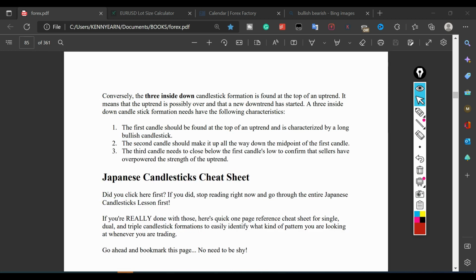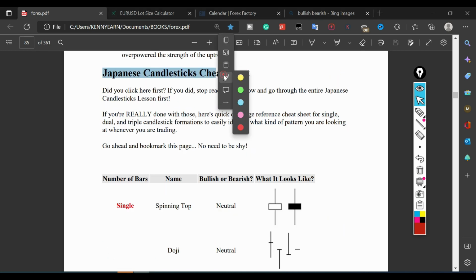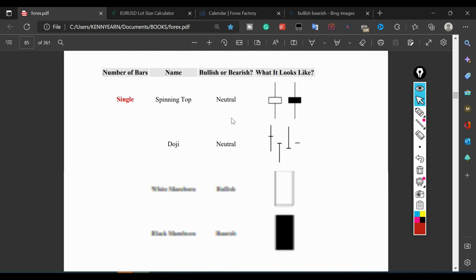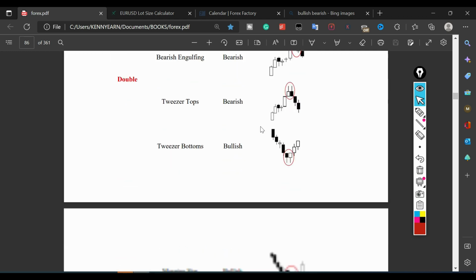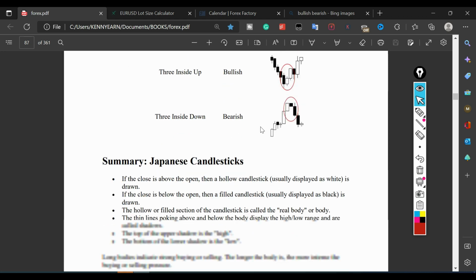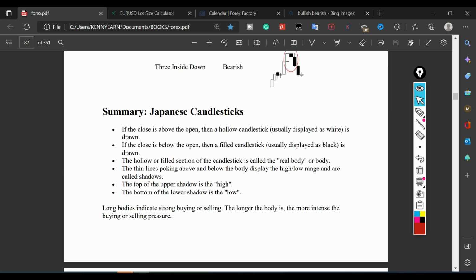So this is the Japanese candlestick cheat sheet. It's a summary of all the candlestick patterns and what they look like, and a summary of how to use them. So that's it for the Japanese candlesticks.